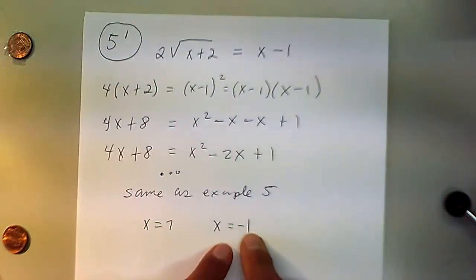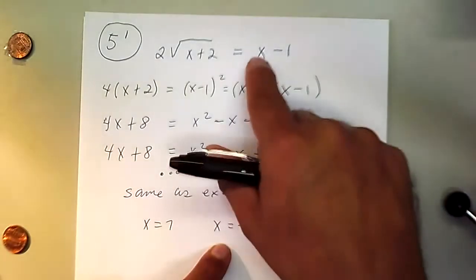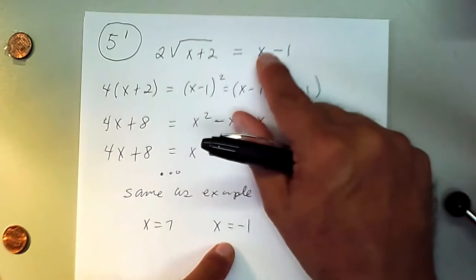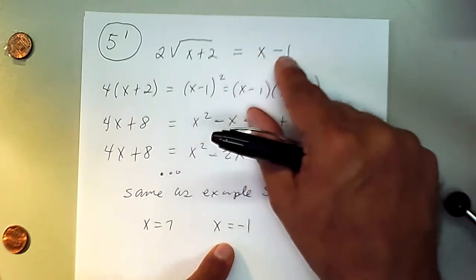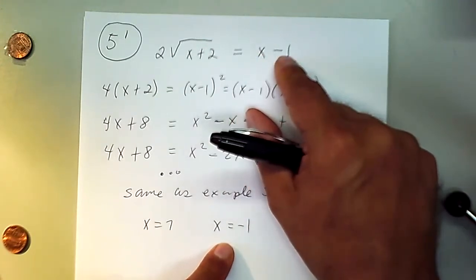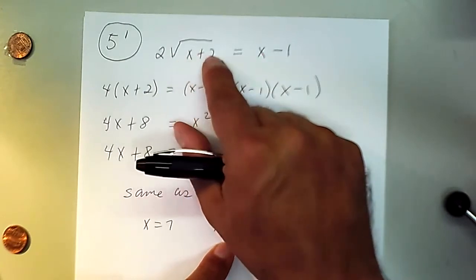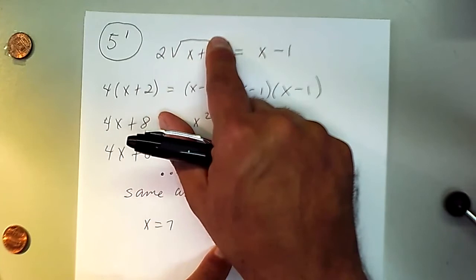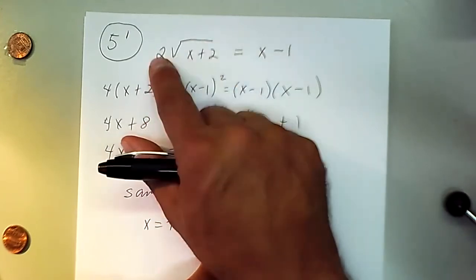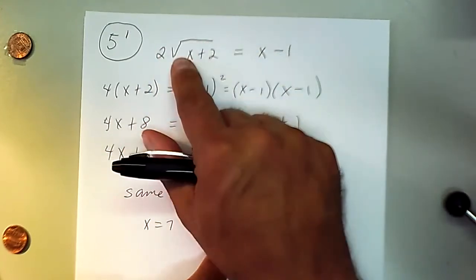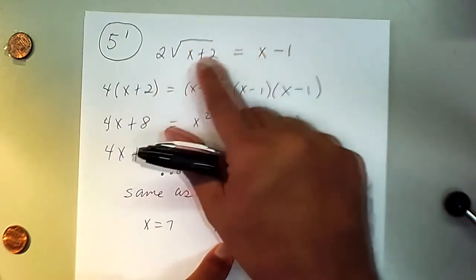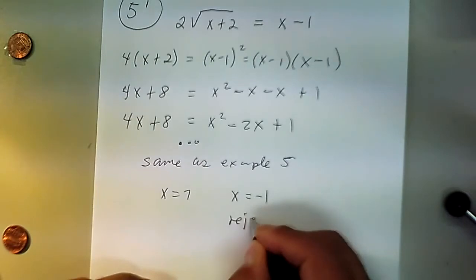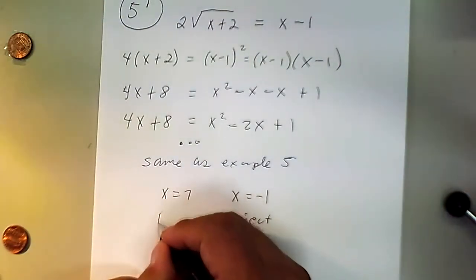Now, that doesn't automatically mean we have to reject this guy, although I think we do, as I'm looking at this. -1 minus 1 is -2. And here we have -1 plus 2, which is positive 1. Square root of positive 1 is 1, times 2. So this is negative 2 and this is 2. We have a mismatch. So this is the one we reject in this case, and this is the keeper.